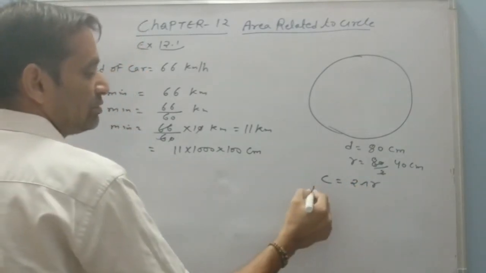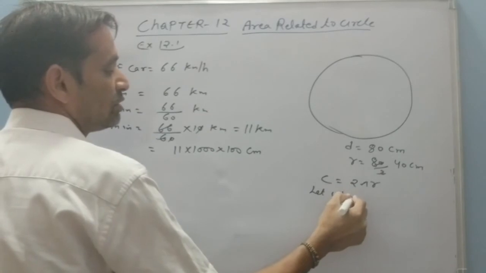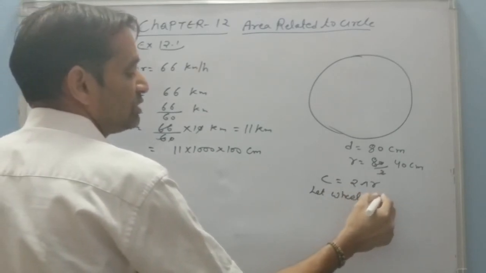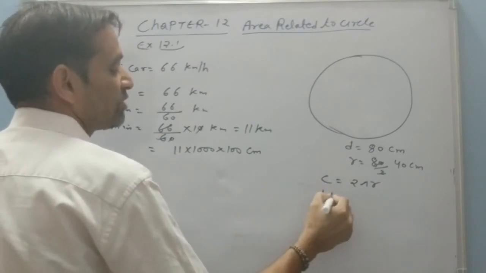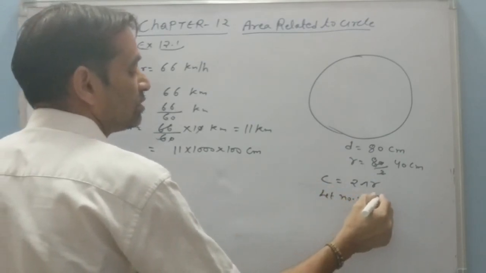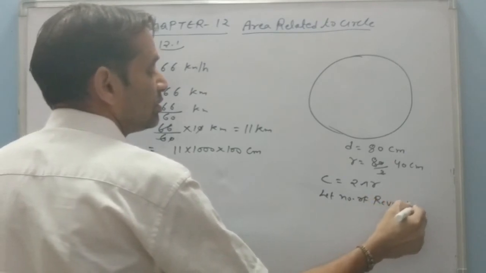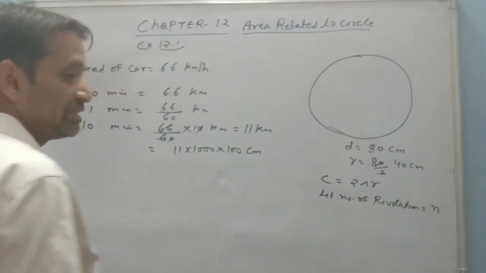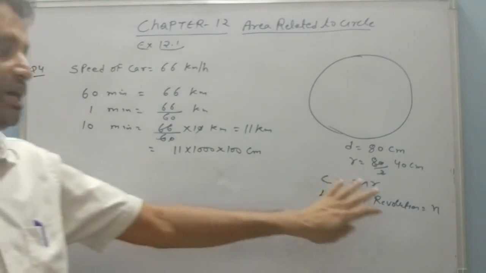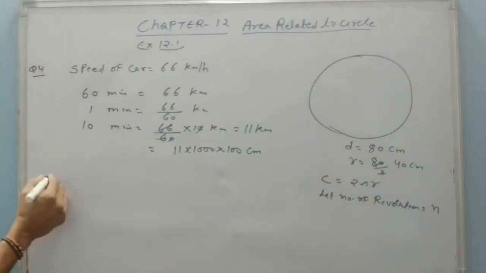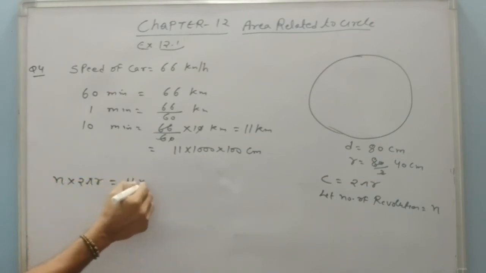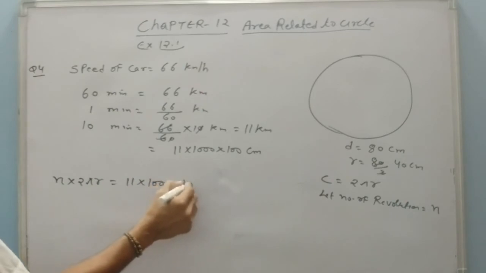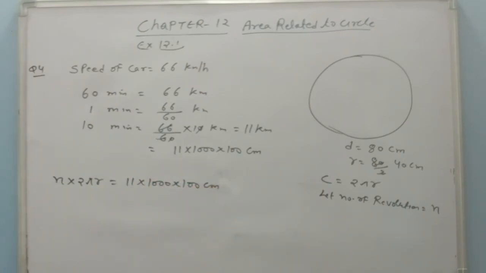We can say, let the wheel take n revolutions, number of revolutions लिख सकते हैं आप. Let number of revolutions be n. Then distance इतना कवर करने के लिए इसको n बार कवर करना पड़ेगा. So we can say n into 2πr is equal to 11 into 1000 into 100 centimeter. I have to find out n. So n is as it is.